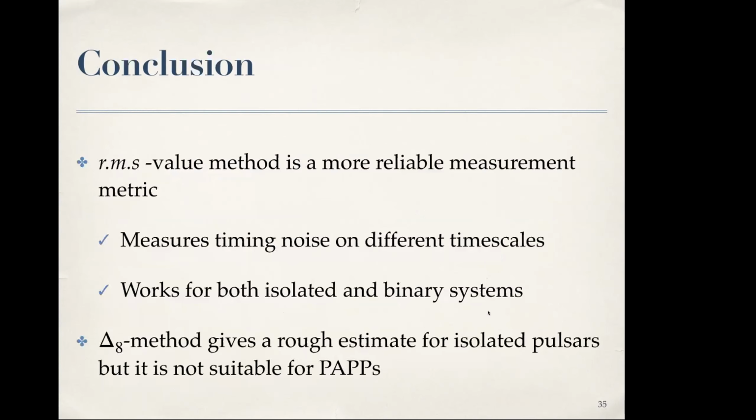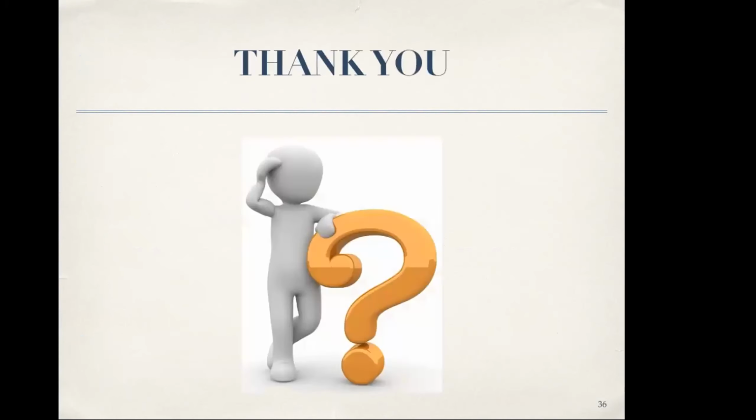Also, when we compare the two methods that we used to measure the timing noise strength of these sources, we can conclude that the RMS value method is the more reliable measurement metric because it measures timing noise on different time scales, and it works both for isolated and binary systems, while the delta 8 method gives a rough estimate for isolated pulsars, but is not a reliable metric for persistent accretion powered pulsars.